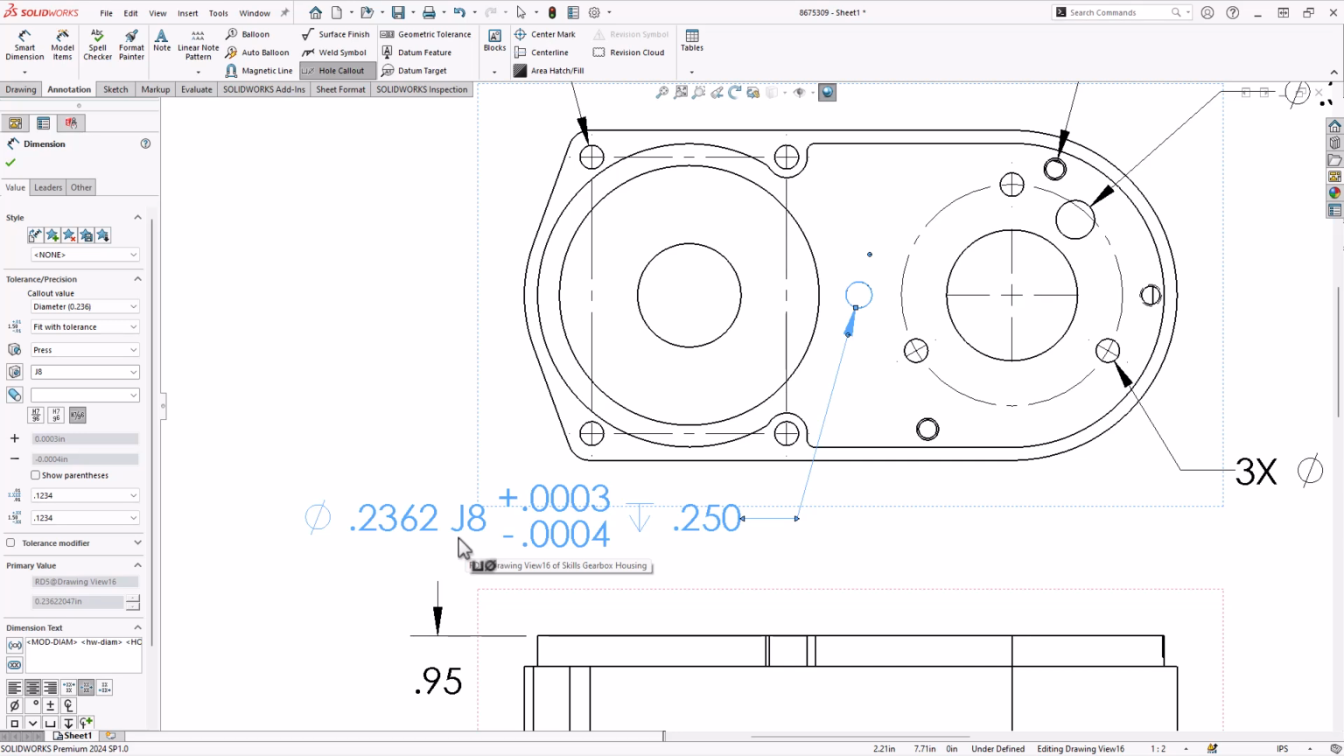In this case, J is a capital J. That means that's a hole. If it was a lowercase j, that could be used on a shaft. And if you were doing both of them in the same print, you could actually do the upper and lower in one annotation. J8, the 8 in that case, is the international tolerance grade.